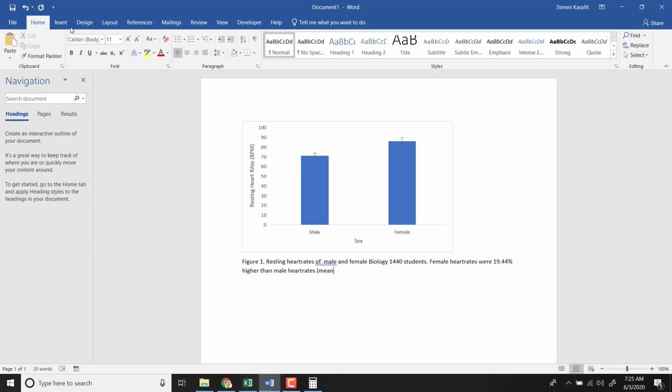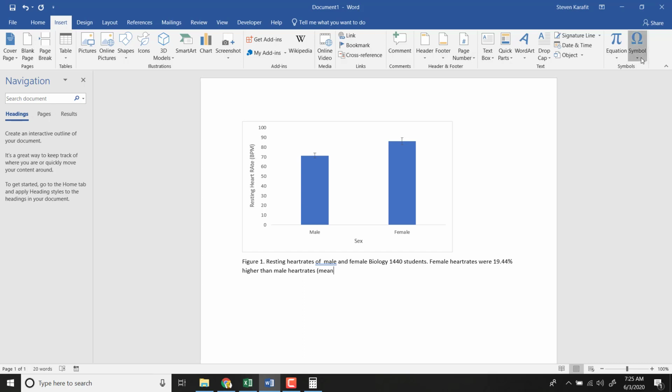Then we go into insert, and we have to find a symbol, and we go to more symbols and we hunt around for it until we find it, but the one we're looking for is this one that has a plus minus. It looks like that. You want to insert that symbol and then put the letters SE. That tells the reader that, okay, mean indicates that these blue bars here are averages. SE tells the reader that these error bars are standard error. If it were standard deviation, you would put SD, but in this case it's SE.